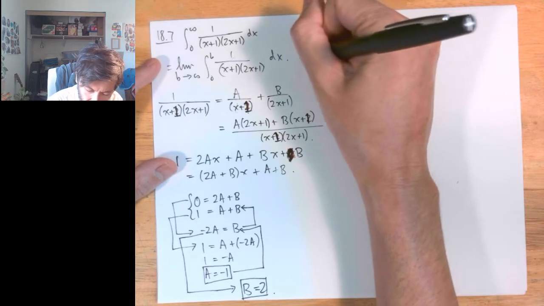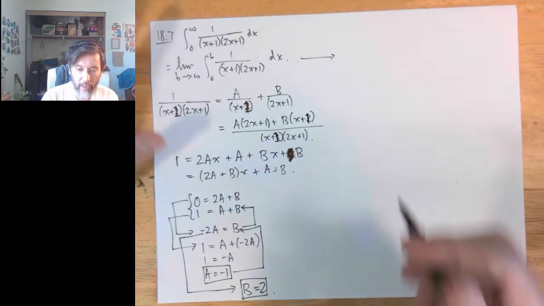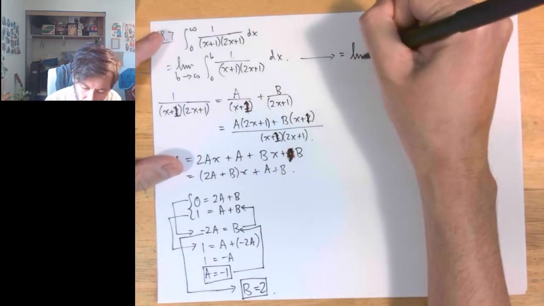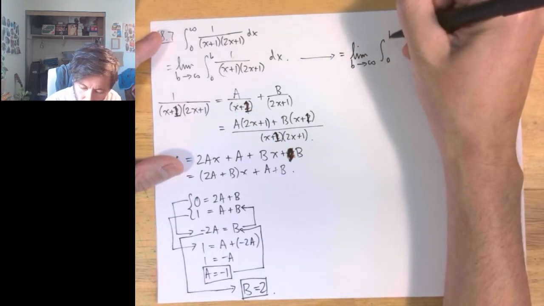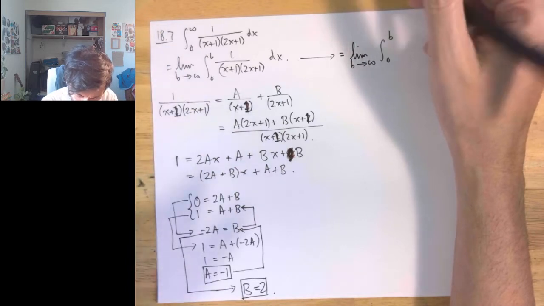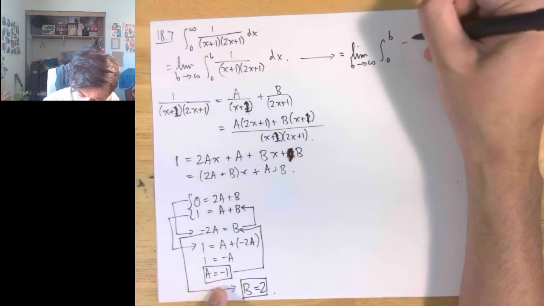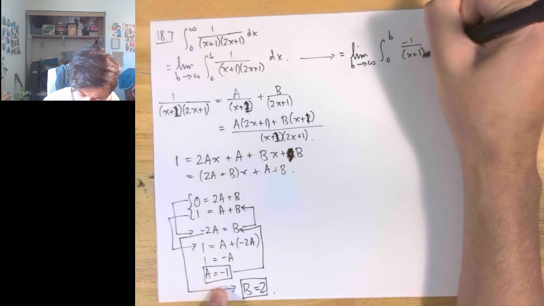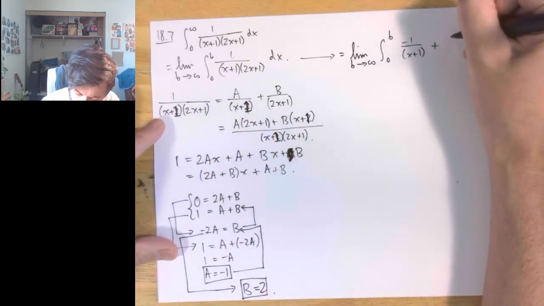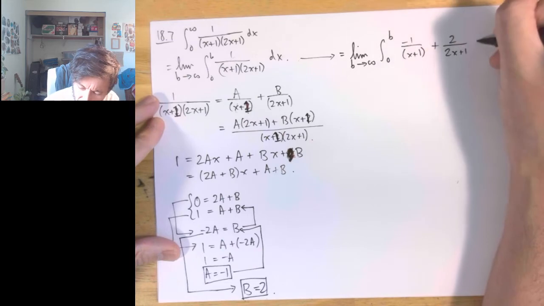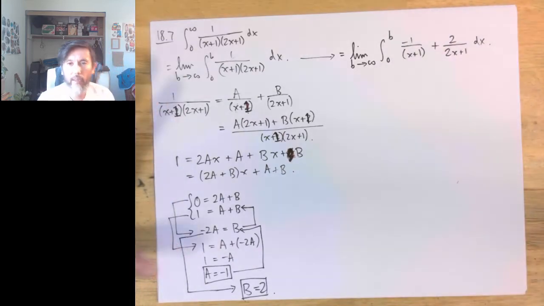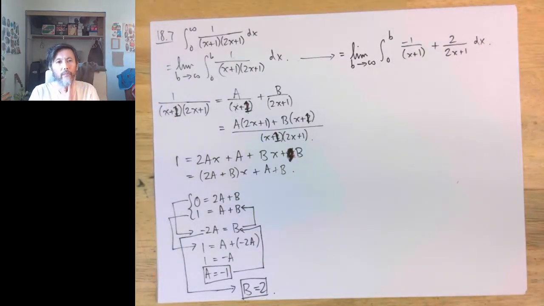This then, so I'm going to start from back up here. This is equal to the limit as b goes to infinity of the integral from 0 to b of a over x plus 1. Let's see, a was, okay, so negative 1 over x plus 1 plus b, which is 2 over 2x plus 1. It's totally unnecessary. I got this here.